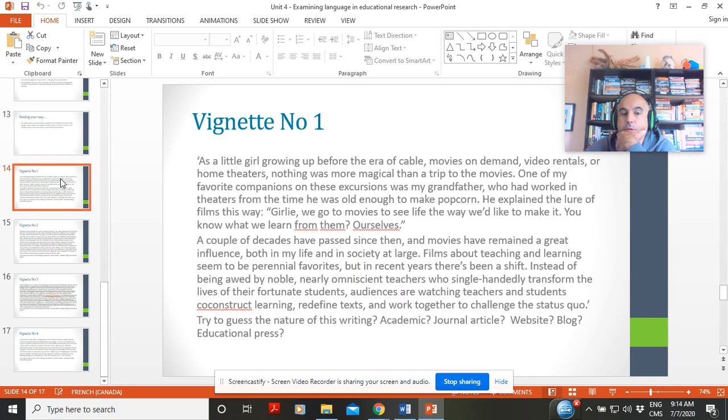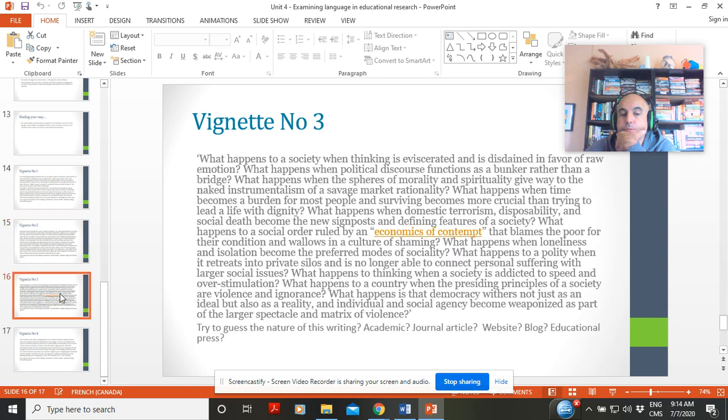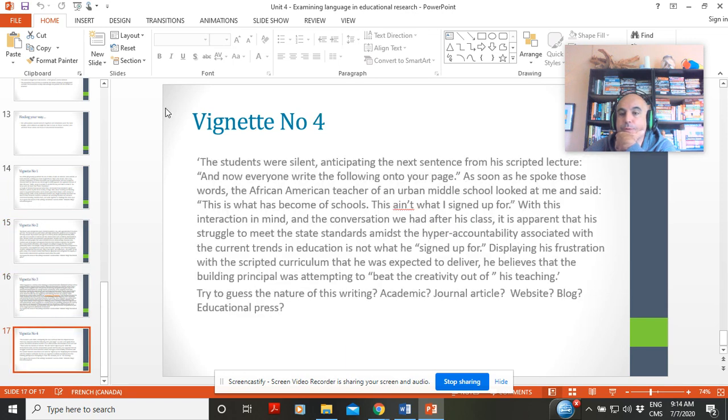So you've got Vignette 1, Vignette 2, Vignette 3, and Vignette 4. I've created a thread, and what I'd like you to do in the thread is tell me which medium it comes from. What's the nature of this writing: academic journal article, website, blog, educational press? And if you want to be more specific: is it an educational journal? Is it a journal article from another discipline? Is it press? Or is it a personal website, academic website, or blog? Tell me that in the thread, and then at 4:30 we'll go through it together, and I will reveal where these came from.